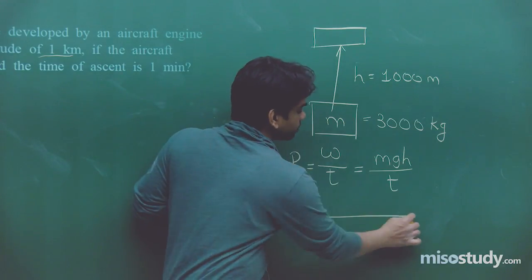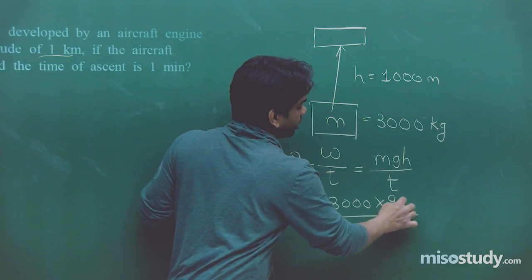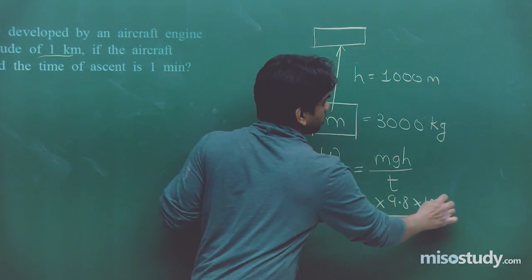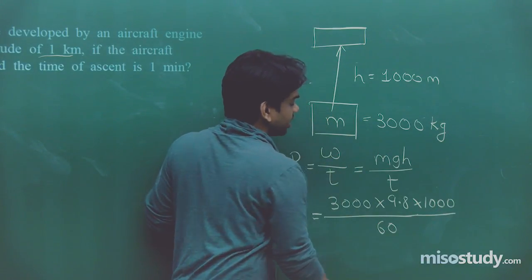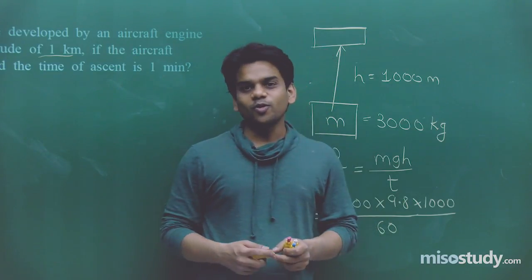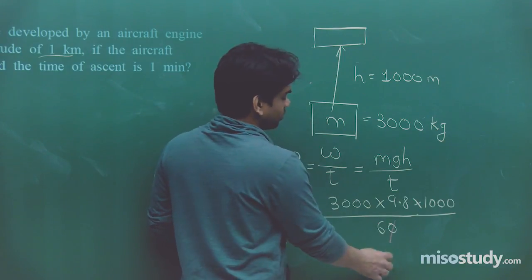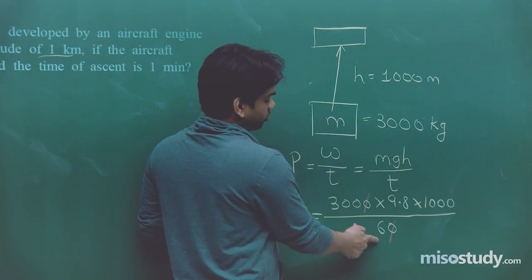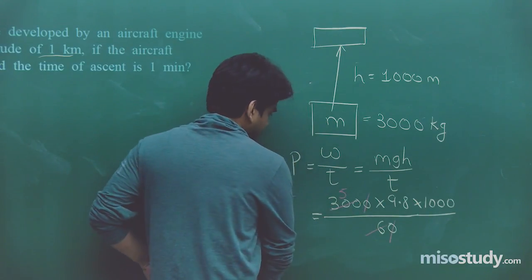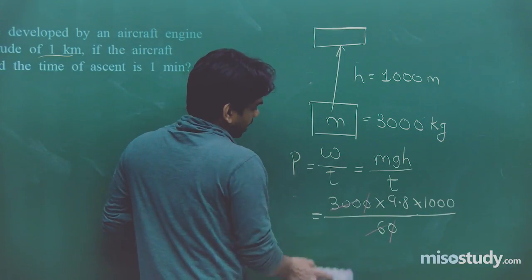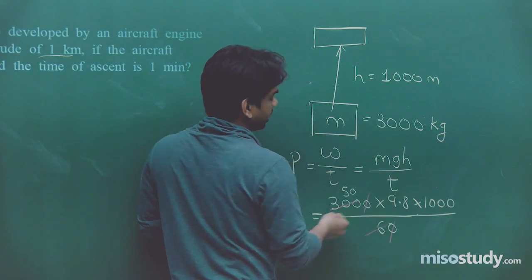Put up the values. Mass is 3000 kg, g is 9.8, height is 1 kilometer, so multiply here 1000, divide by time, that's 1 minute, so 60 seconds. I believe that from here you can easily solve it. This will go, 10 to 10, you can cancel out. This will go 50 times. Now you can easily do this.